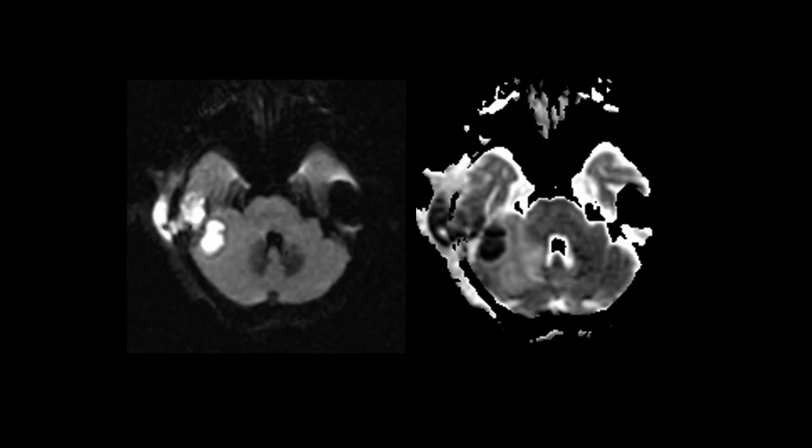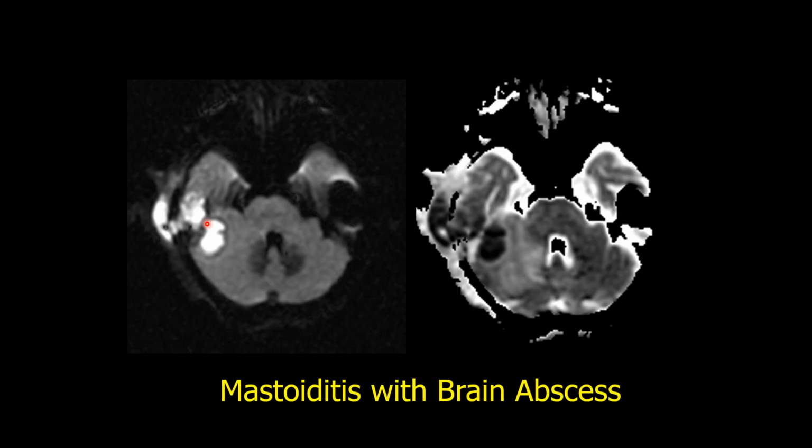And these are the diffusion weighted images in MRI. Here we can see very bright signal that corresponds to the fluid collection we saw in the previous images, and this is suggestive of restricted diffusion, which suggests that this is a brain abscess related to the right mastoiditis.